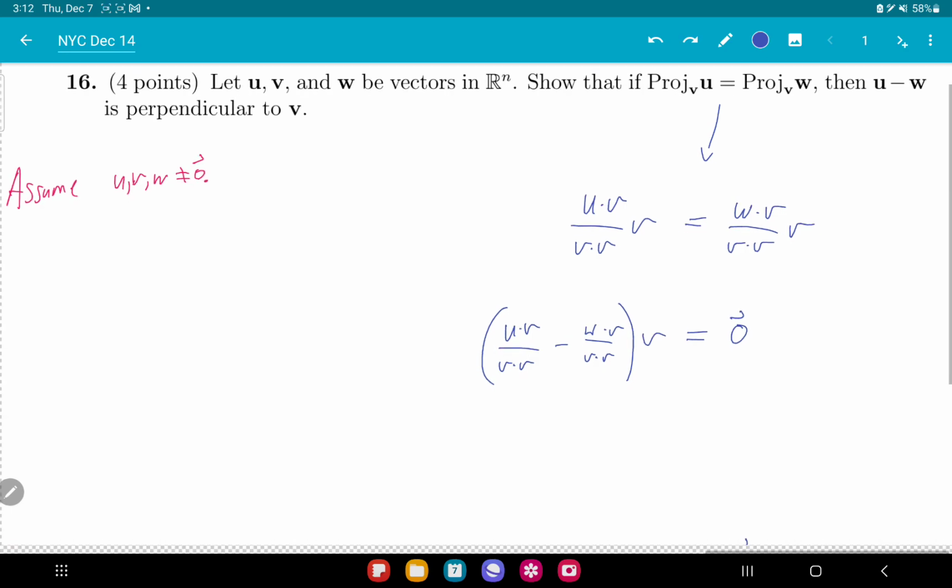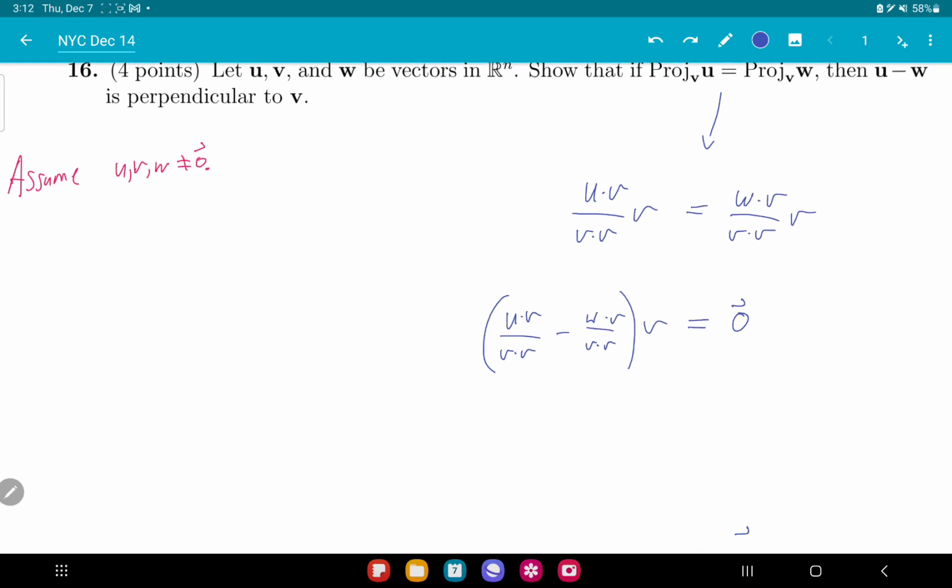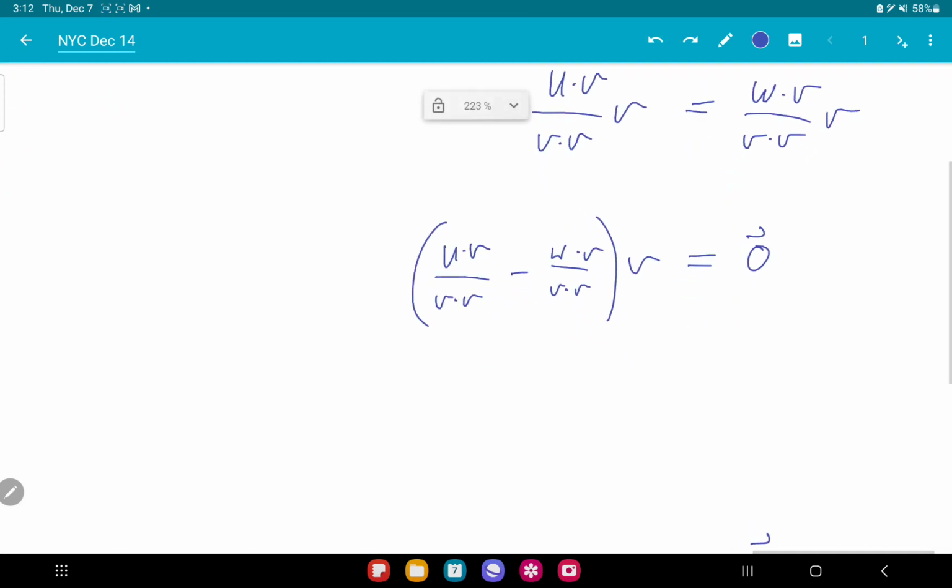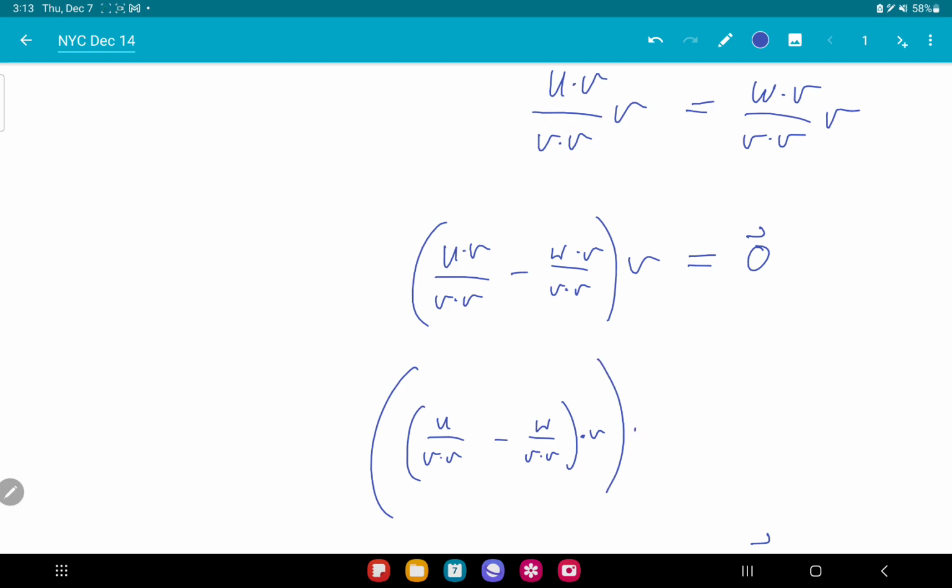Now I'm going to do even more factoring, because inside the bracket I have a v here and a v here. And what can you do? Well, you can make some big brackets. You get u over v dot v minus w over v dot v all dot v. And then as a scalar multiple of the vector v. This equals a 0 vector still.